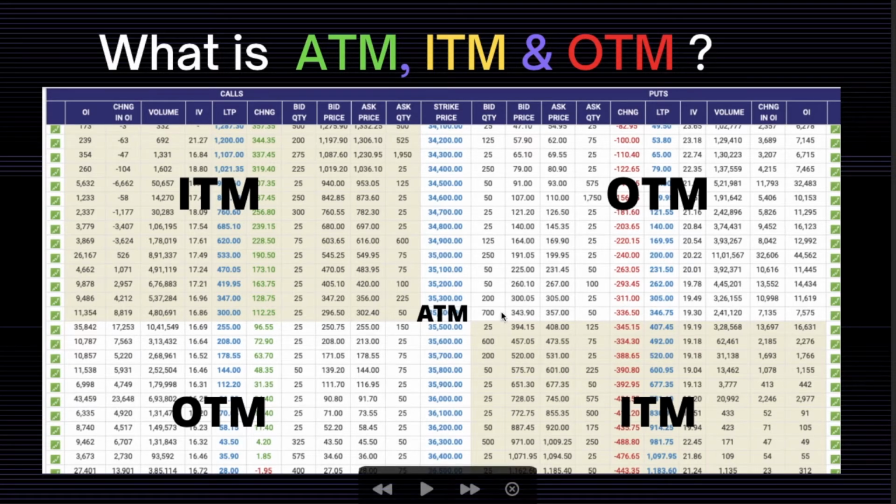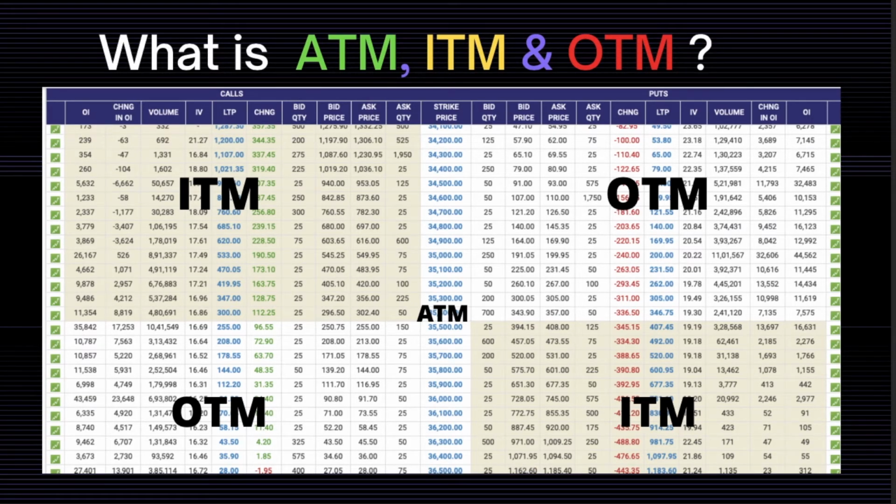For the put side, all the strike prices above the current price level of the market are termed as in the money contracts, because the market is already below these levels, it's already falling below them. This yellow part is in the money, this white part is out of the money, and this center part is at the money.